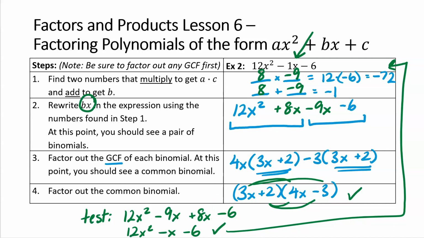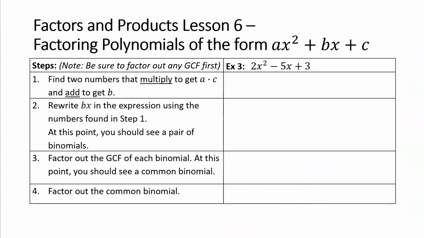Okay, let's do another example where I walk through it pretty slowly. 2x squared minus 5x plus 3, let's factor that. First step, find two numbers that multiply to give the first times the last. So 2 multiplied by 3, which is 6. Those same two numbers need to add up to give the middle, which is the negative 5. So let's see, negative 2 times negative 3 is 6. And negative 2 plus negative 3 is negative 5.